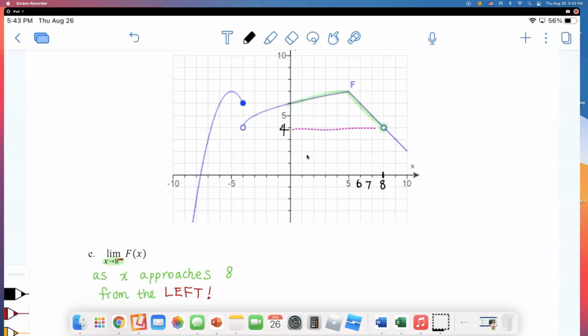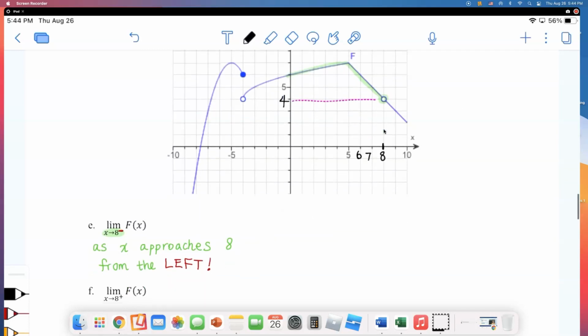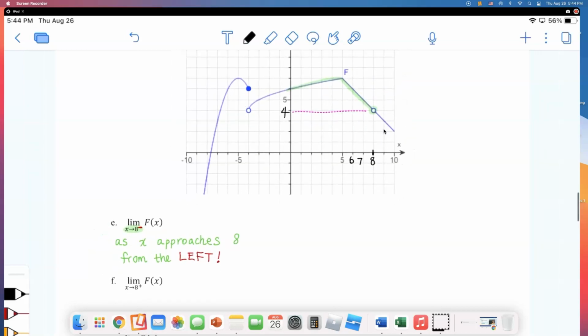I mean, we don't really have a value there, but it's probably getting really close to something like 4.000001. We're getting really close to 4 from above, right? Okay, so by just reading the graph from the left, we're going to that open circle. So the y value, the limit, is 4.